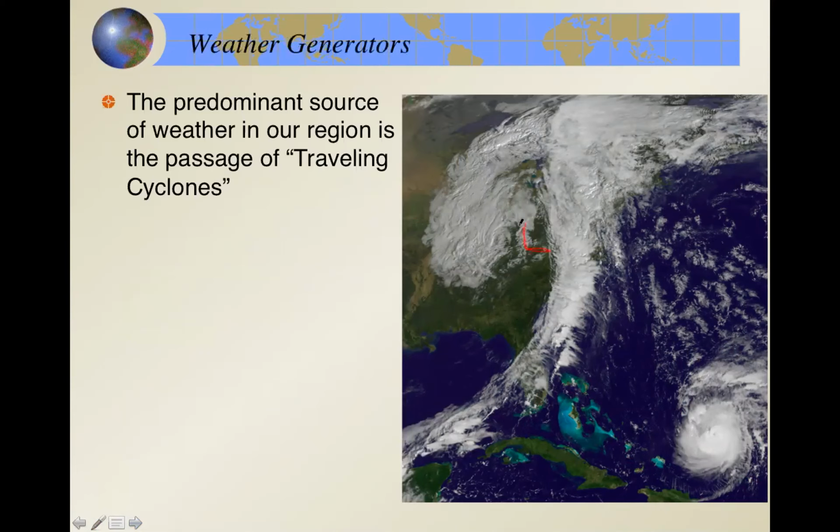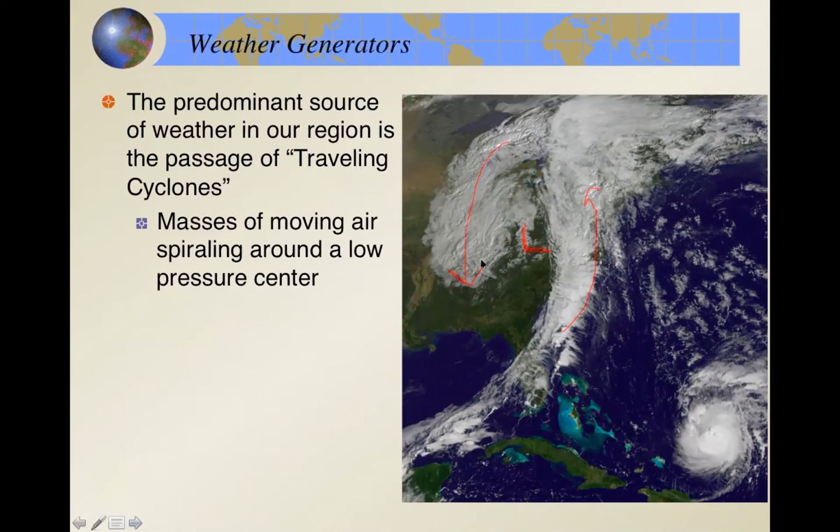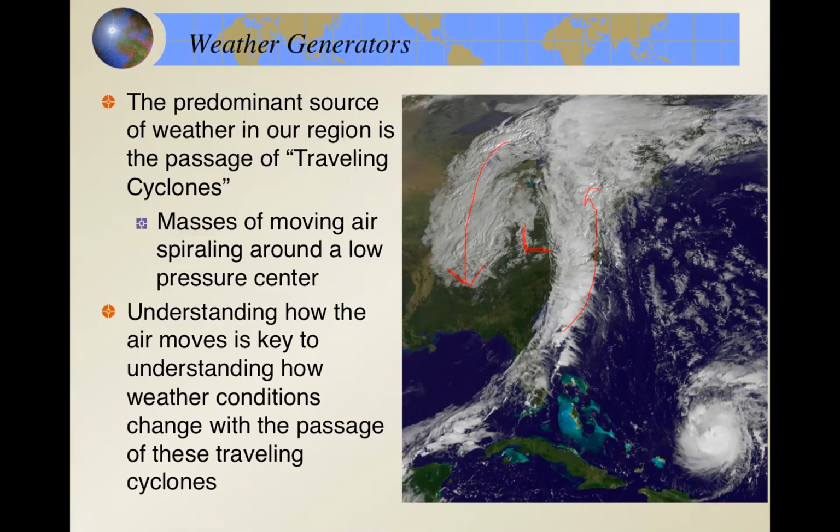So here would be a center of low pressure, and there is going to be spiraling air moving around this low pressure center. And as that air moves from one region to another, it starts to influence the regions it's moving into. The key to understanding how these traveling cyclones or low pressure centers generate weather is to understand how they induce movement of this air across continents and what happens when air moves from one region into another. And so I am going to go through that process.